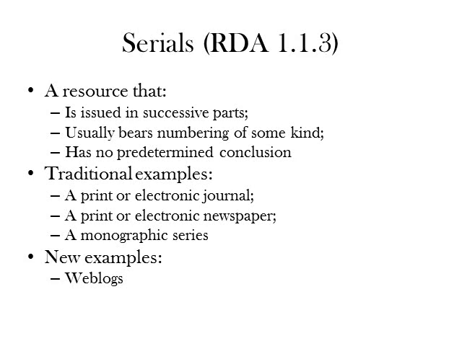Sequence is usually the best way. It's also defined as a resource that has no predetermined conclusion, and that distinguishes it from a multi-volume work in the sense that an encyclopedia may have a predetermined number of volumes, but a serial typically starts and, for all we know, it's going to go on forever. Traditional examples are a print or electronic journal, a print or electronic newspaper, or a monographic series.